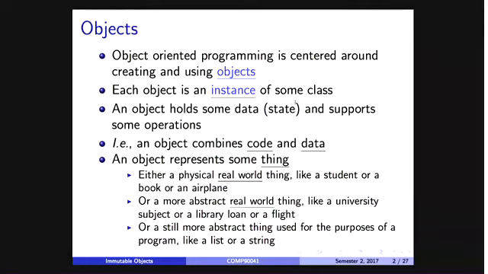An object can also represent a still more abstract thing that doesn't really represent anything you could talk about directly, but is really just used to construct the program, used to implement the parts of your programs, something like a list or a string. Those don't necessarily reflect anything in the real world, physical or even figurative. They just are a mechanism that you use to implement something in your program.